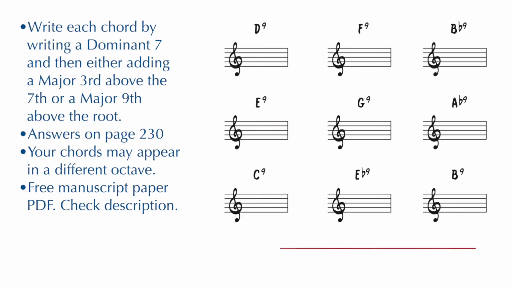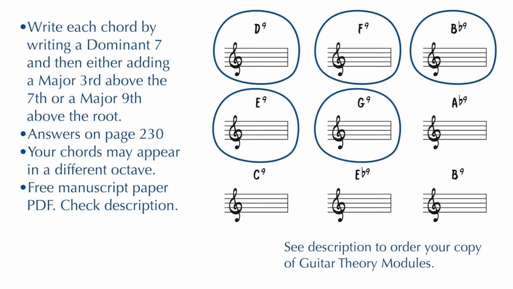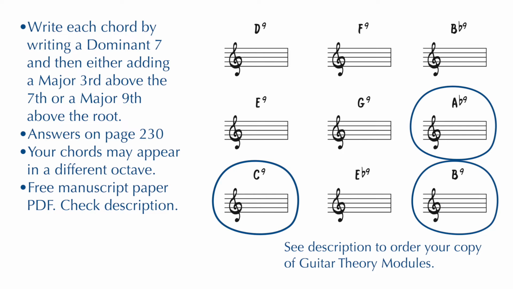At the bottom of page 186, we have this exercise in constructing 9th chords. Your job is to construct these 9th chords using one of the two methods we just talked about. For numbers 1 through 5, I'm going to use the first method where we add a major third above the 7th of a dominant 7 chord. And then for 6 through 9, I'm going to use method number 2 where we write a dominant 7th chord and then we add a major 9th above the root.